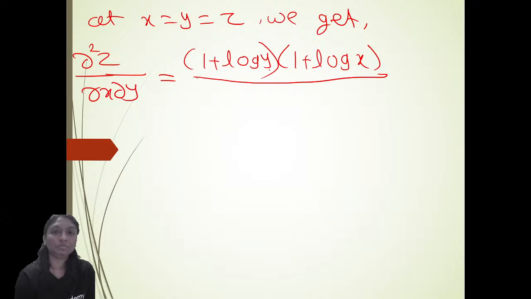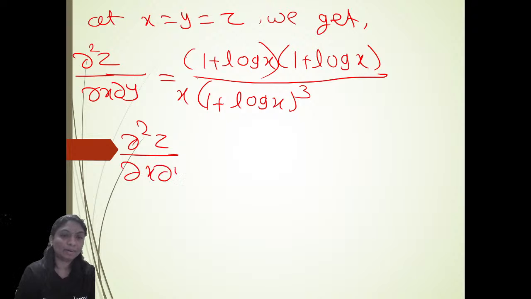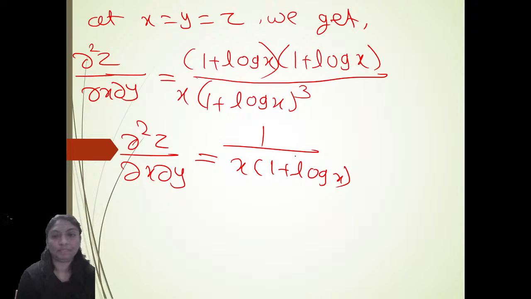So x into, so here you will get also x, right? So x into 1 plus log x bracket cube. Okay. Now, if you observe here 1 plus log x into 1 plus log x, so 1 plus log x bracket square, and here is cube. So ultimately you will get dabba square z upon dabba x dabba y is equal to, this square cancels out, 1 upon x into 1 plus log x you will get. Okay, 1 upon 1 plus log x into this.